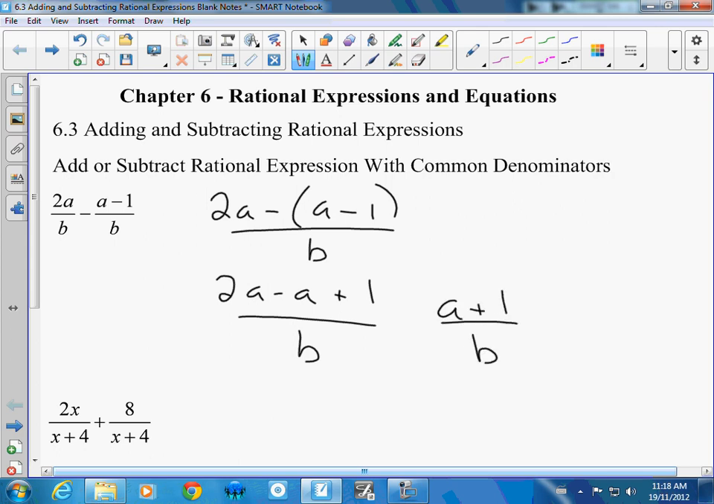But you're not done now, though, right? When you're talking about rational numbers, you always have to do what? NPV. Okay, so what is our NPV in this case? What can b not be? NPV, b cannot be 0.